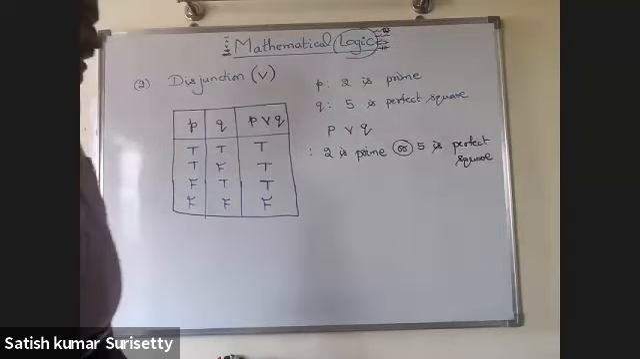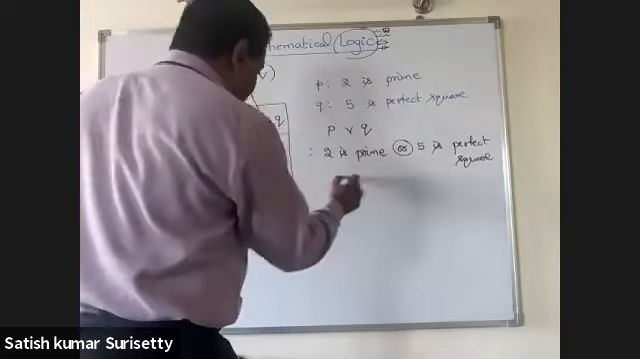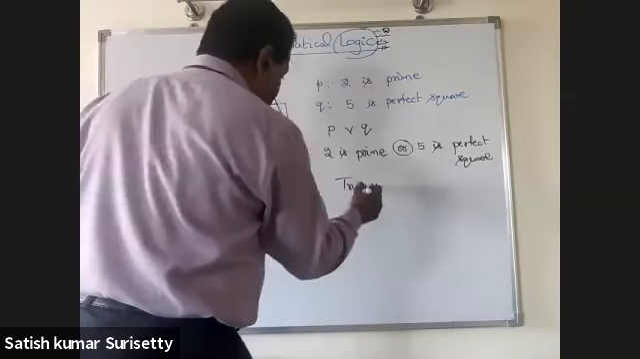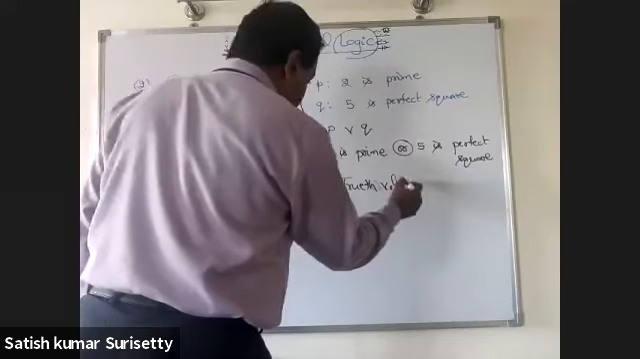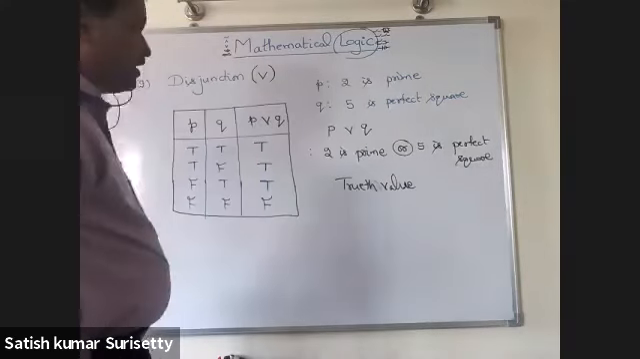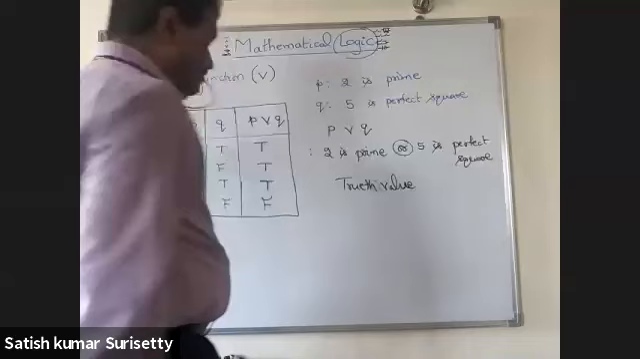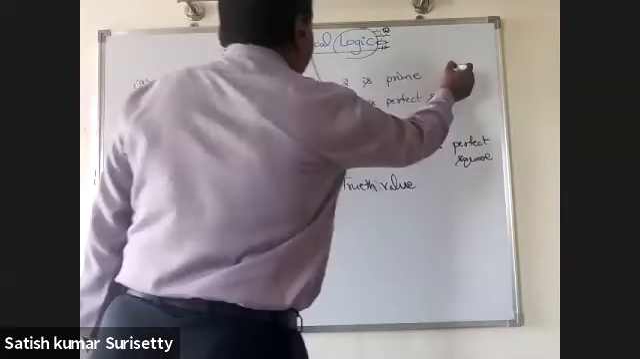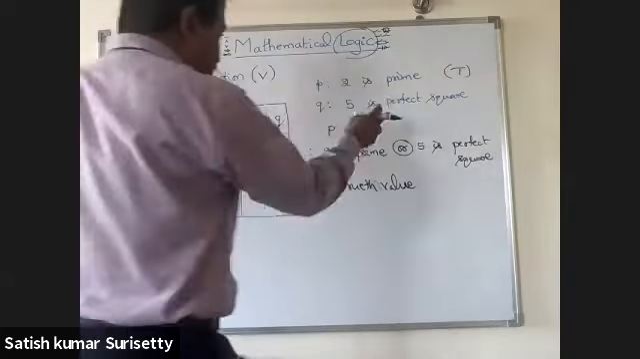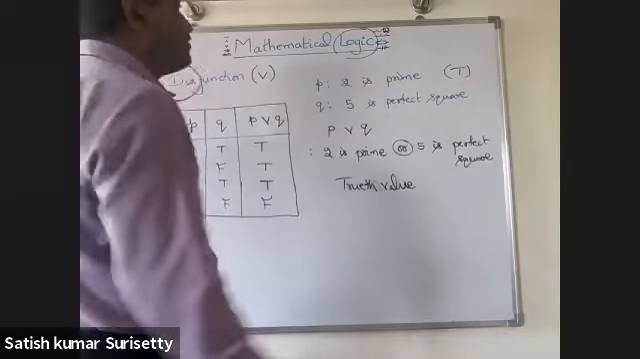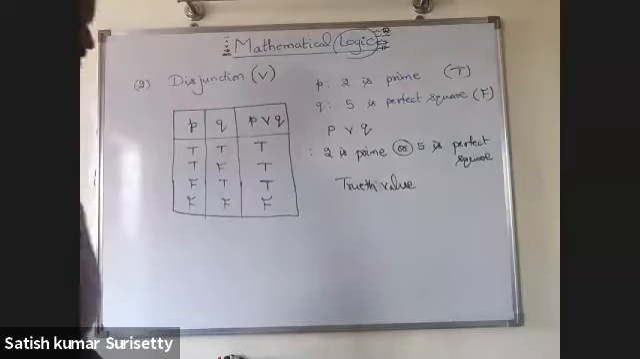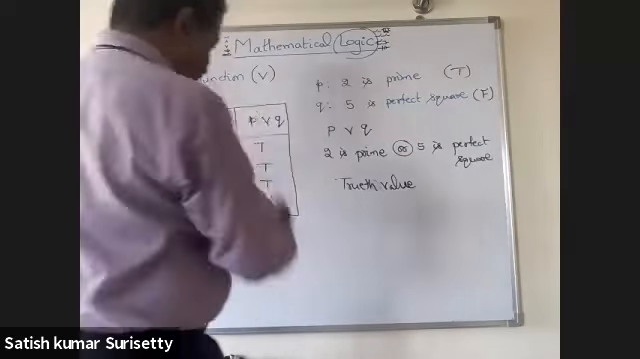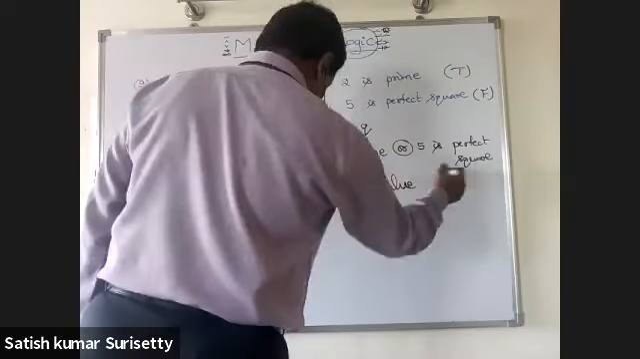Now, can you tell me the truth value of this compound statement? True. Now, what about the truth value of the first one, two is prime? True. What about the truth value of the second one? False. That means when one statement is true, the truth value of the disjunction will be true.